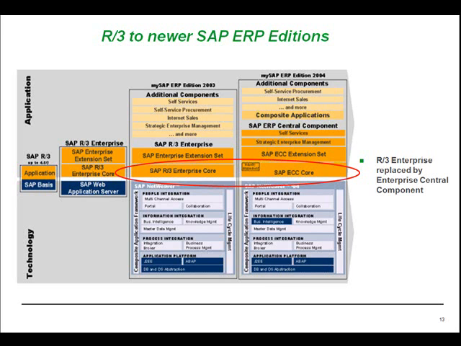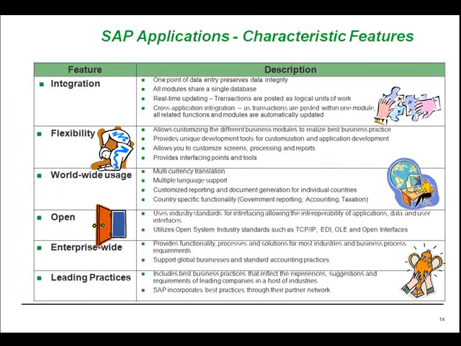It's no longer called R3. It is called Enterprise Central Component, or ECC. The base component, the base software that SAP sells is now called SAP ECC. SAP ECC stands for SAP Enterprise Central Component.